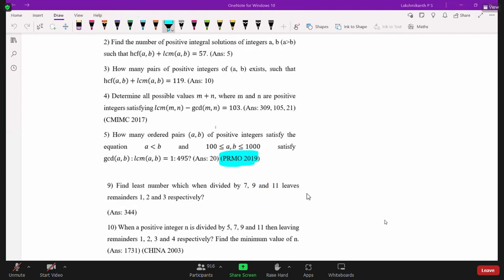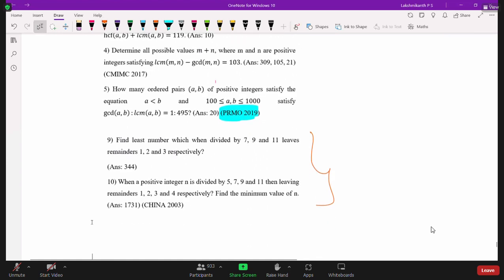I welcome you all to the math session 4. So this is the 4th day. In the previous class we have learnt about HCF, LCM related problems and a few problems related to division algorithm. Now in this session we are going to learn about base system.